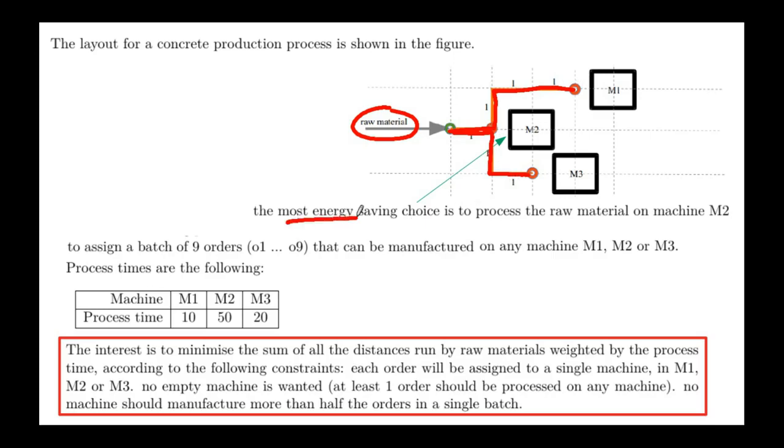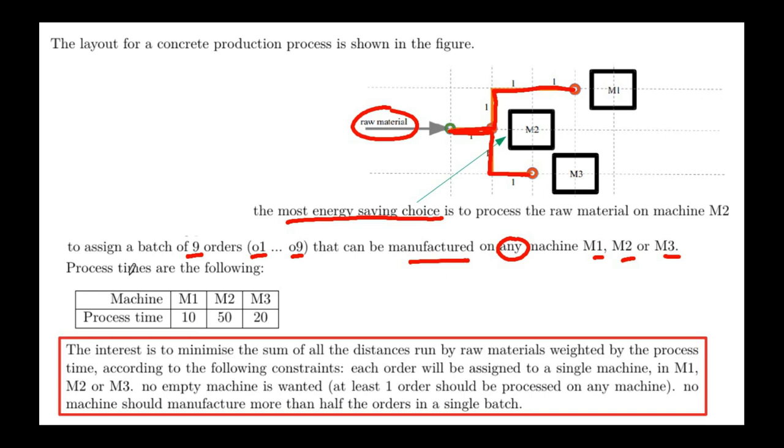That's the distance that the raw material must run in order to be processed. So the most energy-saving choice, as you can see in the figure, is to process the raw material always on machine number 2. Why? Because the Manhattan distance being run by the raw material is the smallest. But we want to assign a batch of 9 orders, from order number 1 to order number 9, and all of them can be manufactured on any machine, 1, 2, or 3.